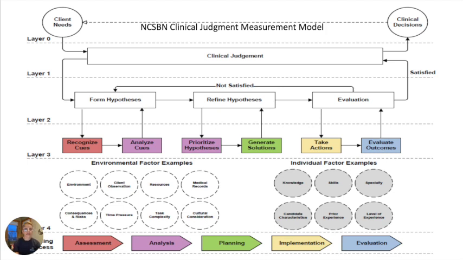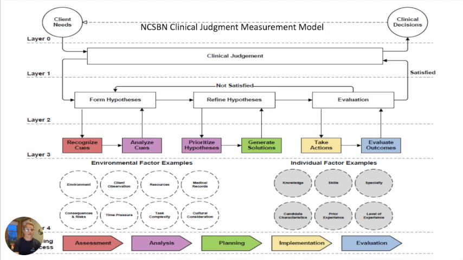Generating solutions is the step in the clinical judgment measurement model that aligns with the planning step in nursing process. We've identified problems, we've prioritized those problems. Now we need to generate solutions. What can we do to take care of those problems? Once we've generated a solution and we have an idea of what needs to happen, we have to take action as a nurse, right? So what are the things that we're going to do? And then evaluate those outcomes. Were the actions taken appropriate to solve those problems?